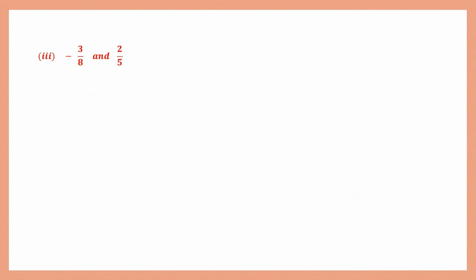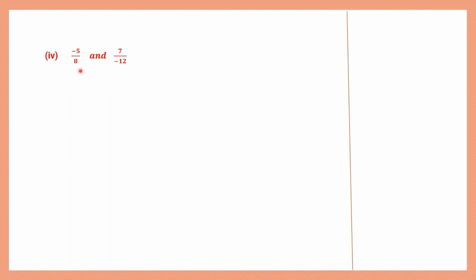Next one, minus 3 by 8 and 2 by 5. So as we can see, one is a negative number and one is a positive number. The negative number is smaller than the positive number. So minus 3 by 8 is less than 2 by 5. So let's write that down. Minus 3 by 8 is less than 2 by 5.